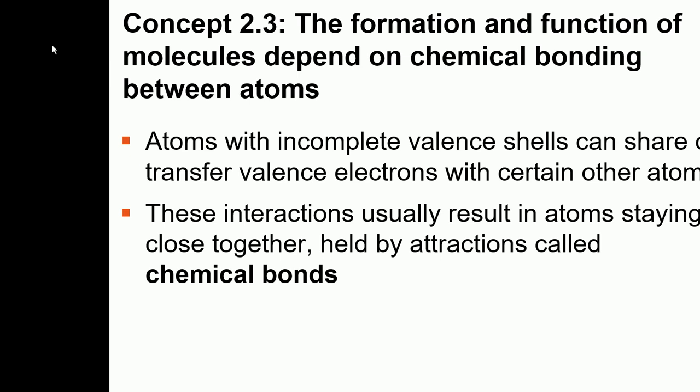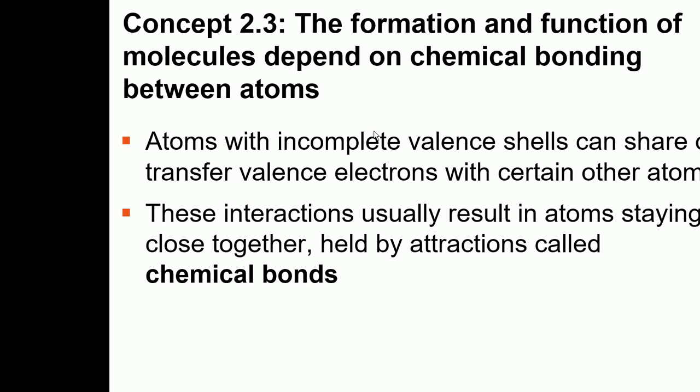So for attaining stability, these atoms fall into different kinds of arrangements, and that's what we call bonding or chemical bonding. There are different kinds of bonds which we are going to discuss. They are covalent bonds, ionic bonds, and hydrogen bonds. So that's what we are going to talk about.